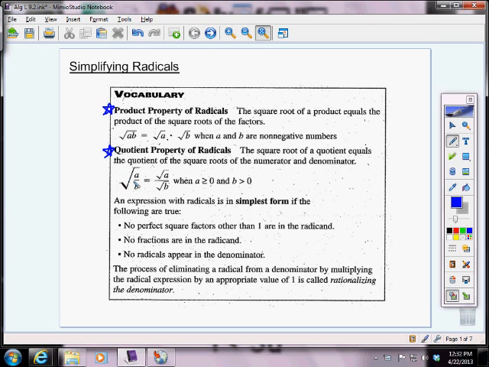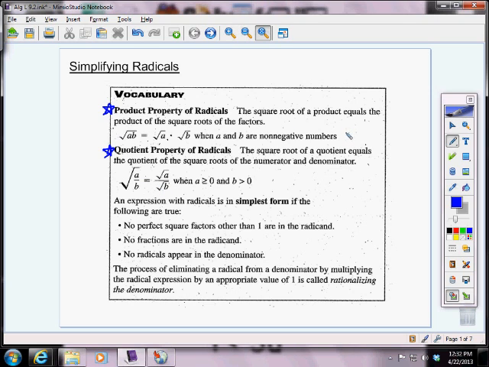We have a couple properties here, and I am not concerned that you know the names of these properties. I'm more concerned that you know how to use them. The product property of radicals says that if we have the square root of a number like AB, A times B, we can break it up into the square root of A times the square root of B. The quotient property of radicals is similar. If we have the square root of A over B, we can break that up into the square root of A over the square root of B.